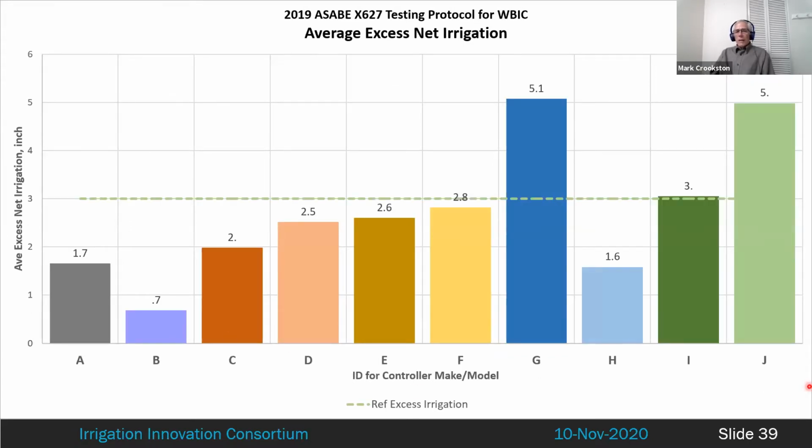Now this is a graph of excess net irrigation, of overwatering. It's an average across all zones. Cycle soak runoff along with excessive deep percolation are included in excess net irrigation. All controllers performed more or less acceptably in 2019 except controllers G and J.